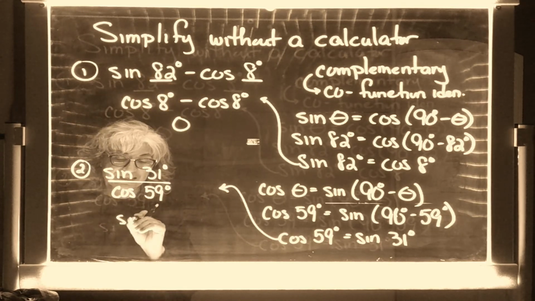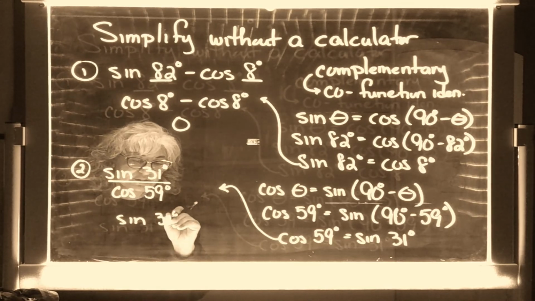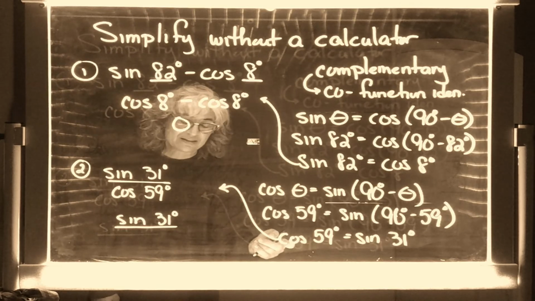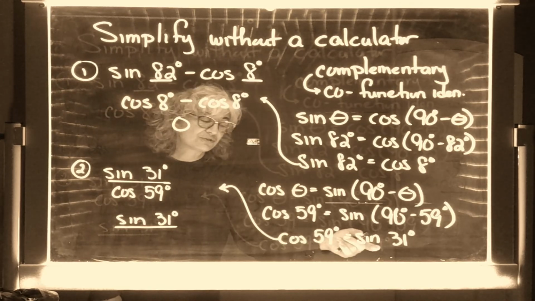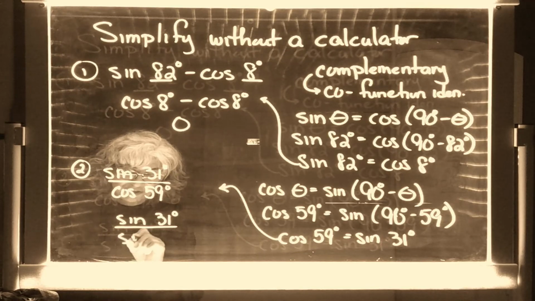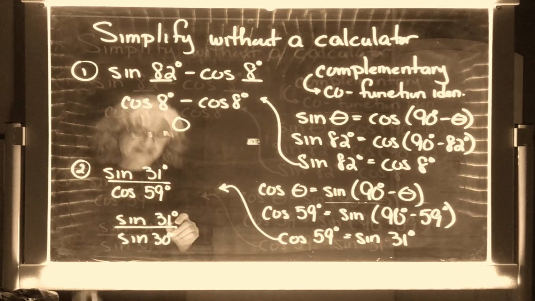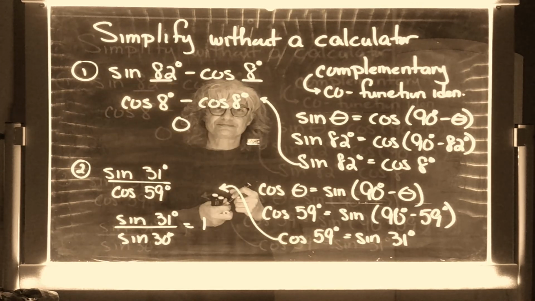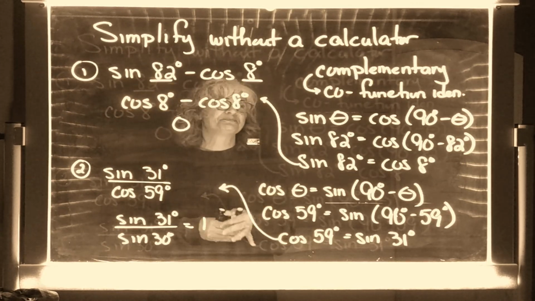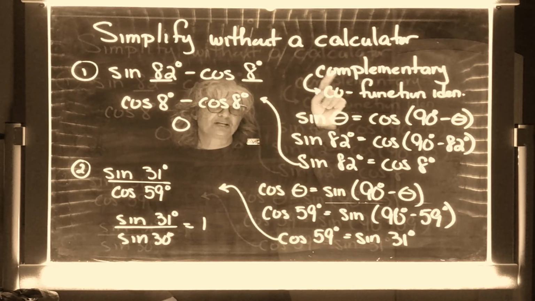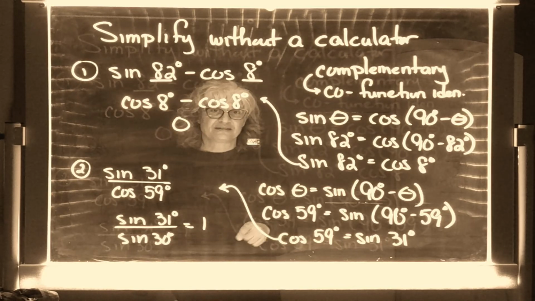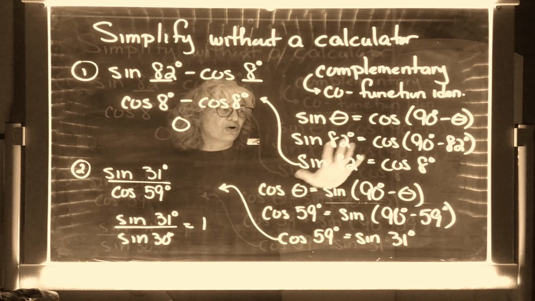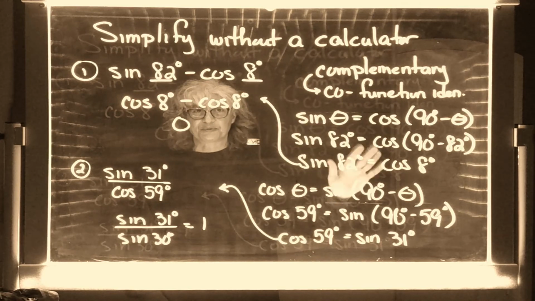So back over here, I can make a substitution. I have the sine of 31 degrees in the numerator, and we just told ourselves that the cosine of 59 degrees is equal to the sine of 31 degrees. Excellent. Which means in this case, I simply get a 1. Remember, complementary angles tell me to look at the cofunction identities. And I get very nice, simple answers, all because I realize that they're complementary angles.